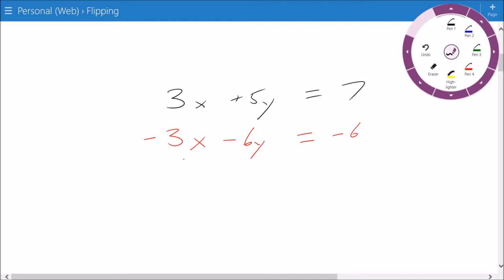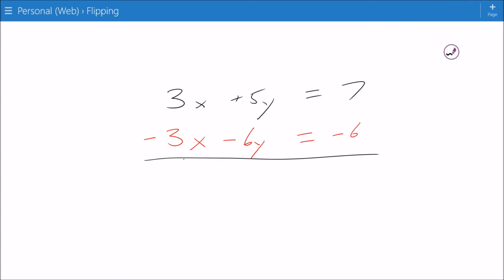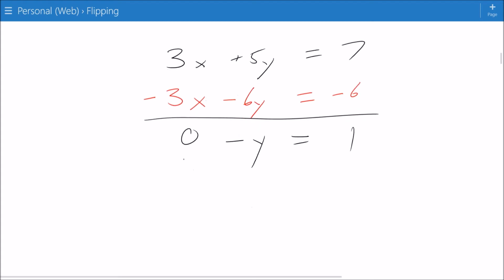I can now add these together. I'm left with 0 when I combine 3x and -3x. 5y and -6y leave me with -y equals 7 and -6, 1. If -y equals 1, then it follows multiply both sides by -1, y equals -1. Now I've solved for one variable.